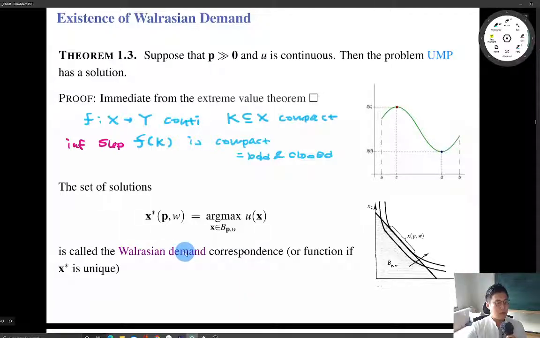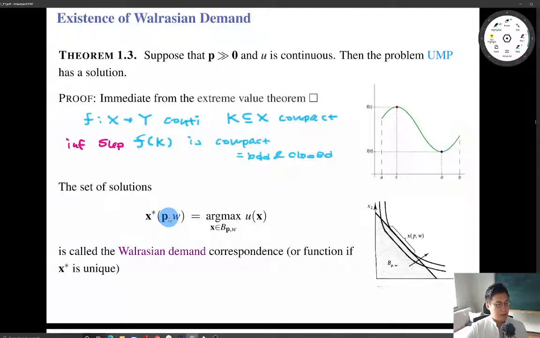Okay, and observe that Walrasian demand will depend on the price vector p and the consumer's income w. All right, and those two are observable, not just by this consumer, but by the analyst, by the economist. We can see what consumers choose in the market using data. So this Walrasian demand has one merit: it is observable, because it depends on two observable parameters.